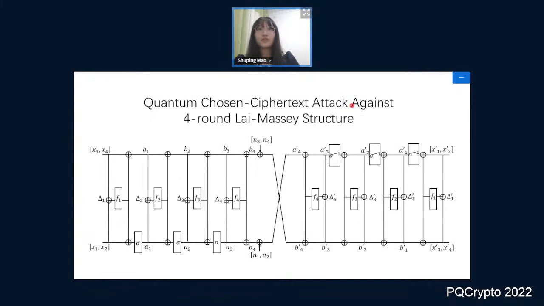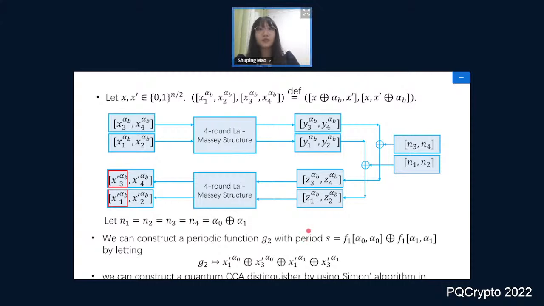And we give a quantum chosen ciphertext attack against 4-round Lai-Massey structure. This is a 4-round Lai-Massey structure, and this is the inverse of the 4-round Lai-Massey structure. The attack process is shown in this figure. We input x1, x2, x3, x4 to the 4-round Lai-Massey structure and get the corresponding outputs y1, y2, y3, y4. We XOR n1, n2, n3, n4 to y1, y2, y3, y4 to get the corresponding z1, z2, z3, z4. And we input z1, z2, z3, z4 to the inverse of the 4-round Lai-Massey structure and get the corresponding outputs x'1, x'2, x'3, and x'4.